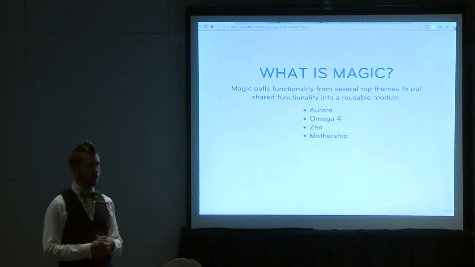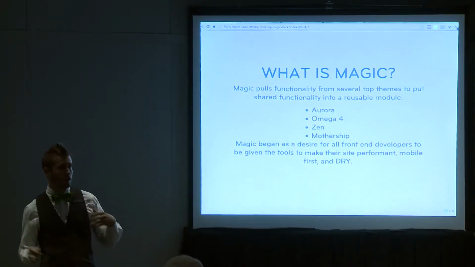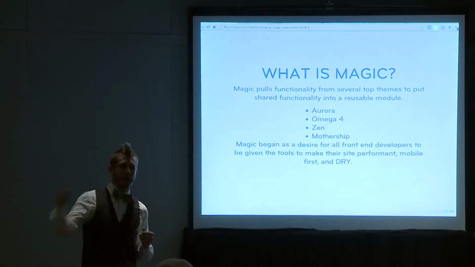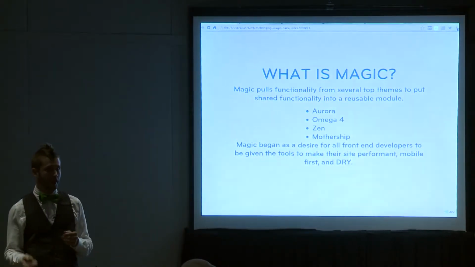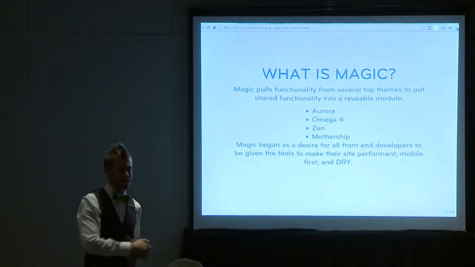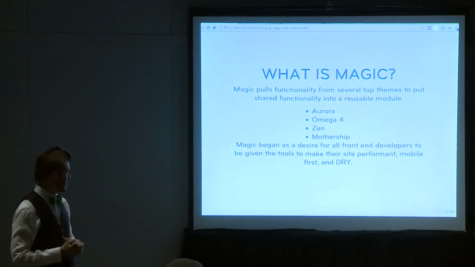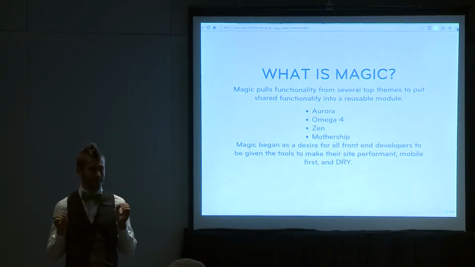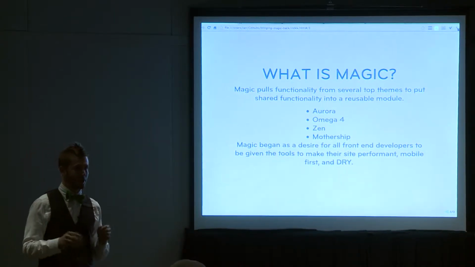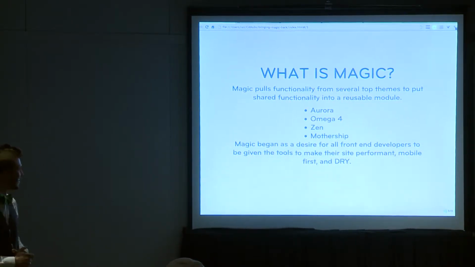We were implementing back-end code that could be reused. A good example is within Zen, where there's the code that lets you rebuild the theme registry on every page load. That was pushed into Magic so that you don't have to use Zen to have that feature. You can just use it on any theme you're doing. So it began as a desire for all front-end developers to be given the tools to make their sites performant, responsive, dry, and do it all magically, as you would expect.